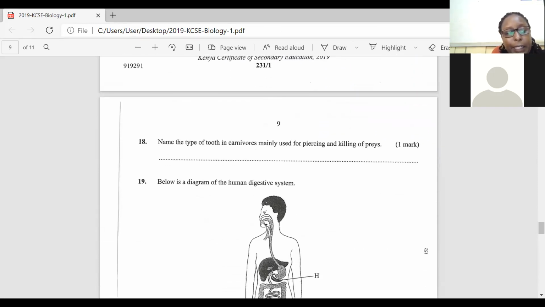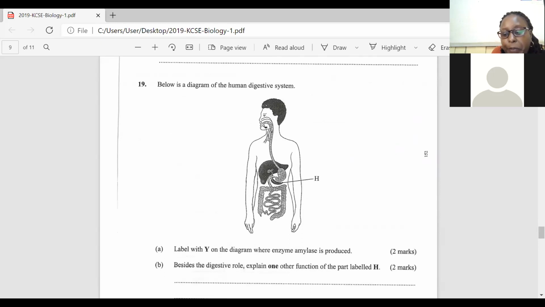Then we have the next question, question 18: name the type of tooth in carnivores mainly used for piercing and killing of the prey. That one is in Form 1 work, the last chapter, that is nutrition. That was quite clear for the student.